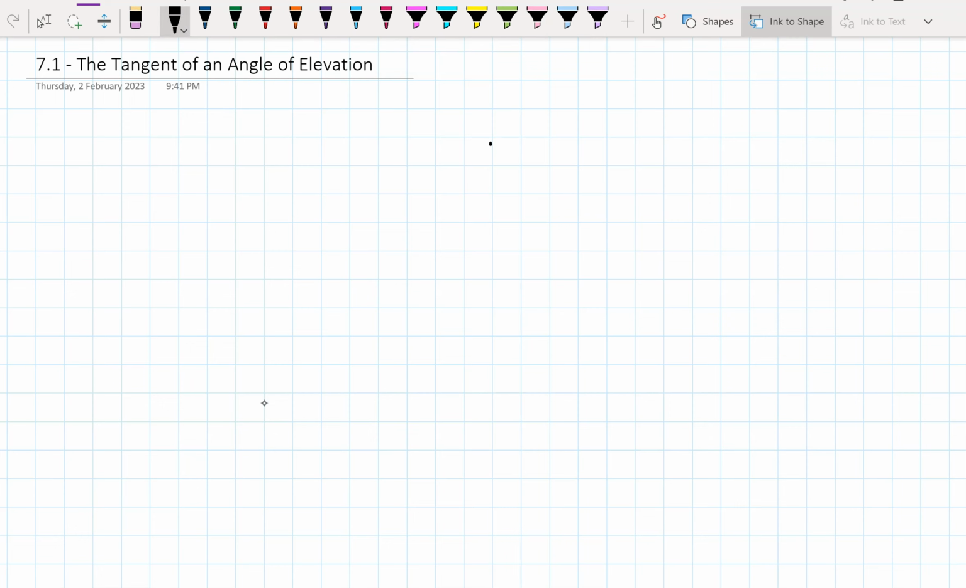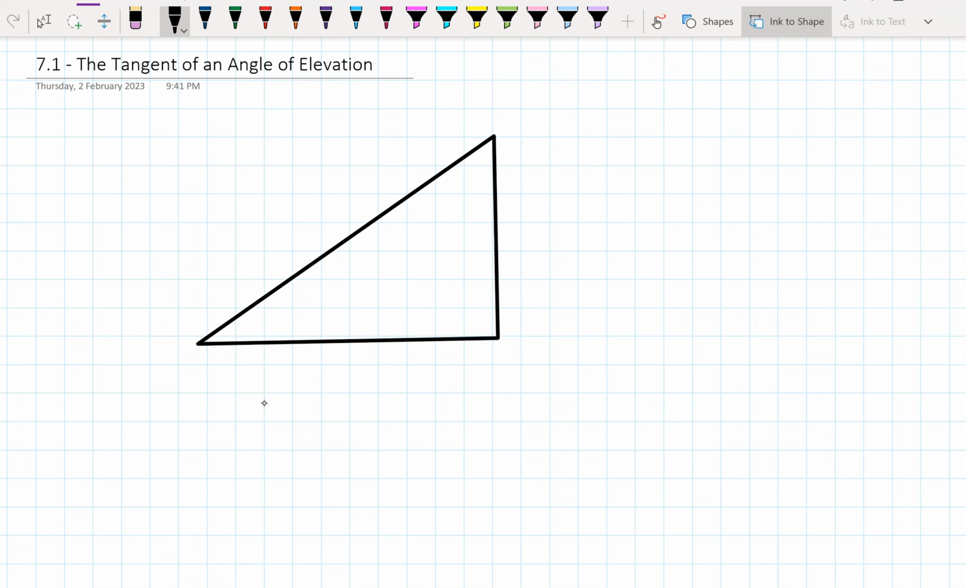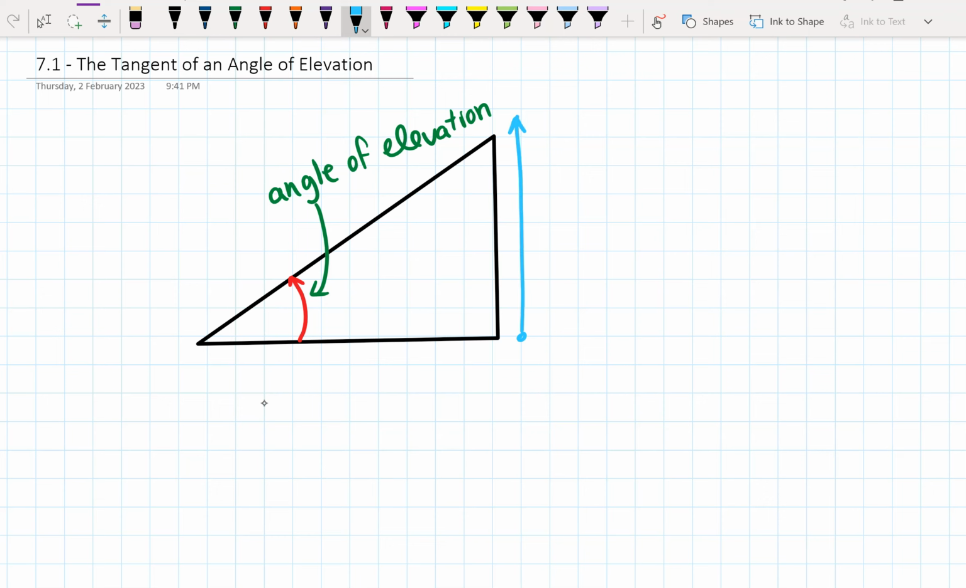An angle of elevation. Elevation means to go up. You have an elevator, it goes up. So an angle of elevation is the angle that something goes up by. Okay, so this angle down here is our angle of elevation. Because if something has elevated from down here to up here, this is the angle that it has covered to get there.